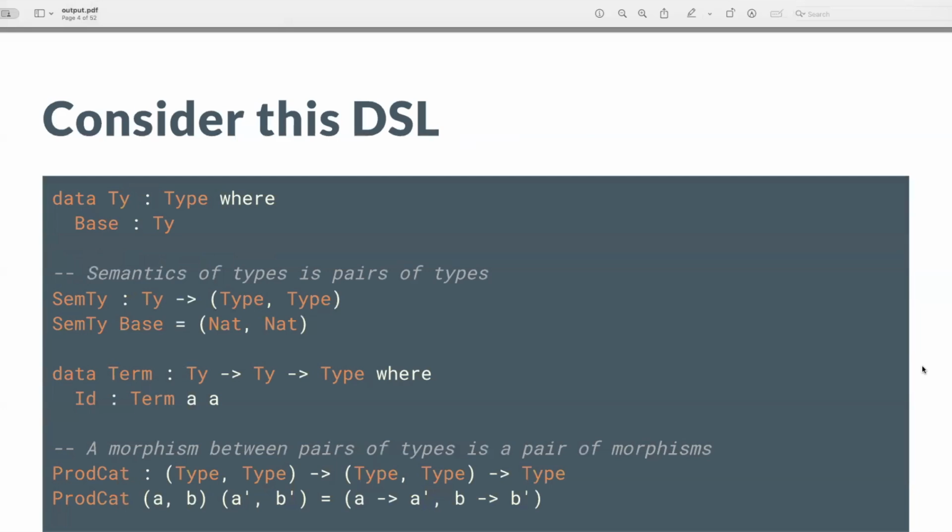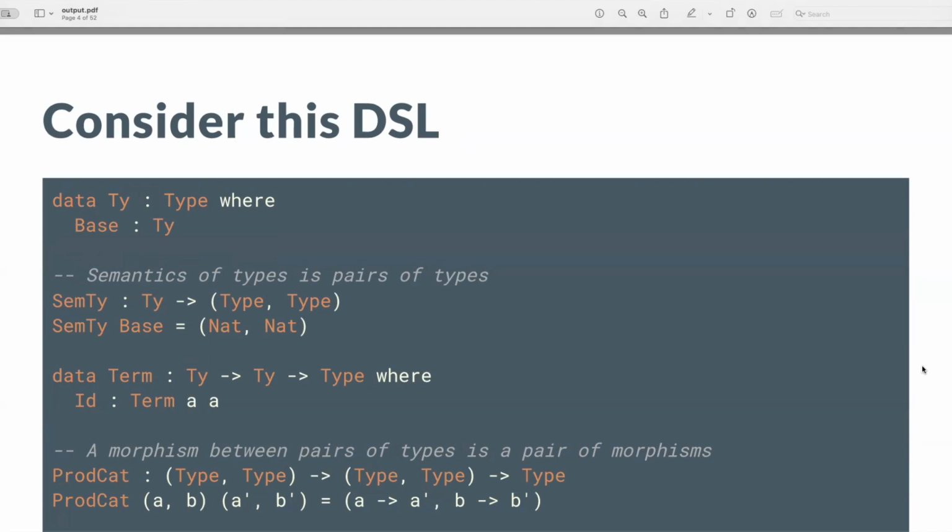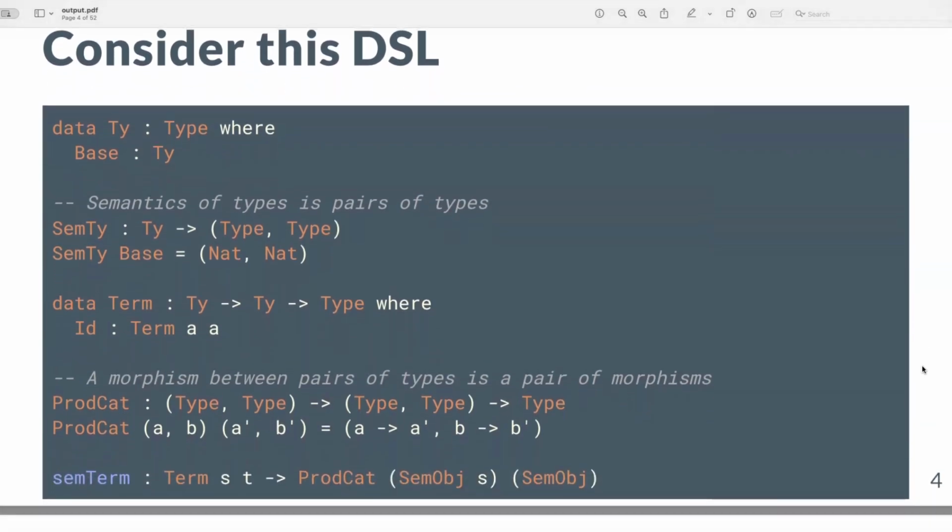Some context for this: I was working on a DSL a few days ago. It had some base types and some base terms. The semantics of types was tuples, pairs of types. And the semantics of terms was the product category. So here are our semantic terms. We take a term, source and target, and we put it into the product category. And the semantics of terms, as usual, is indexed by the semantics of types.